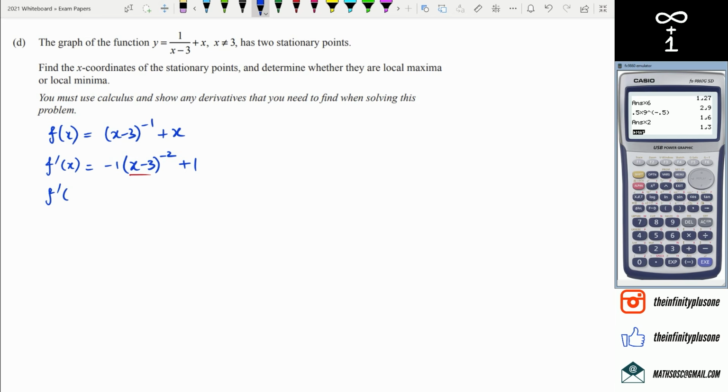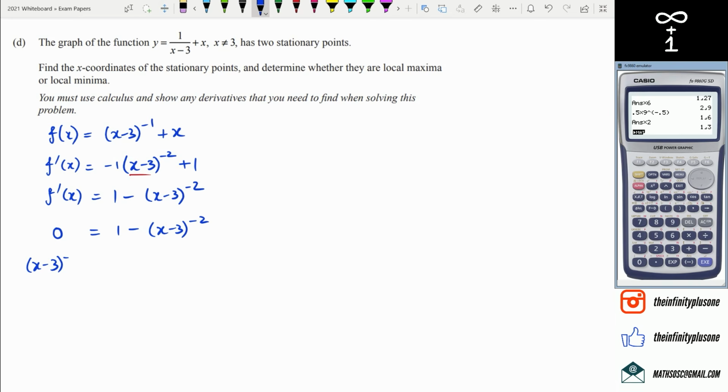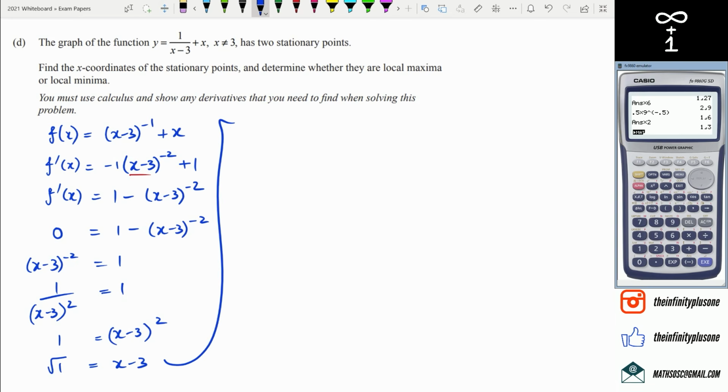So I can rewrite this as f dash of x is equal to 1 minus (x minus 3) to the power of -2. So I need to put this equal to 0 because that's what gives me the stationary points. So I've got 1 minus (x minus 3)^-2 equals 0. I'm going to rearrange it. So I'm going to get (x minus 3)^-2 equals 1. I'm going to get rid of the negative by moving it to the denominator, so it becomes (x minus 3)^2 equals 1. Cross multiply, and I get (x minus 3) squared is equal to 1. Square root of 1 is plus or minus 1. So I'm going to get x minus 3 is equal to plus or minus 1.